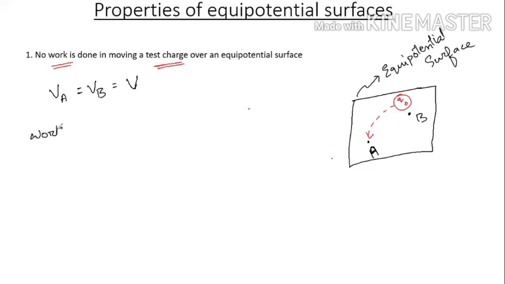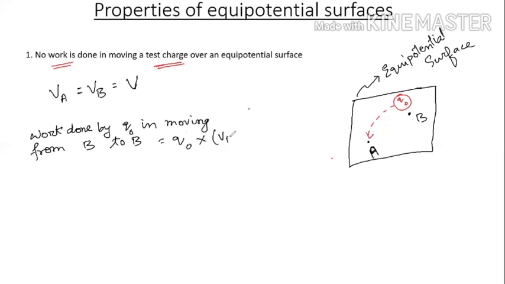So work done by Q naught in moving from B to A. This is the amount of work done, and what will that be? This is the multiplication of the test charge with the potential difference, VB minus VA. Remember, we have studied what potential difference is. The potential difference is nothing but work done per unit charge.